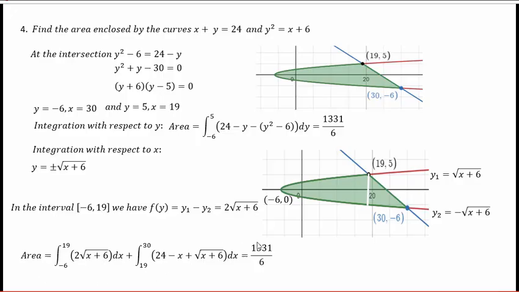We are taking now the top graph, which is this one here, y equals 24 minus x. And then the bottom graph is this one, y2. We have a negative sign, this becomes positive. And then if you simplify, you get the same answer. Thank you.